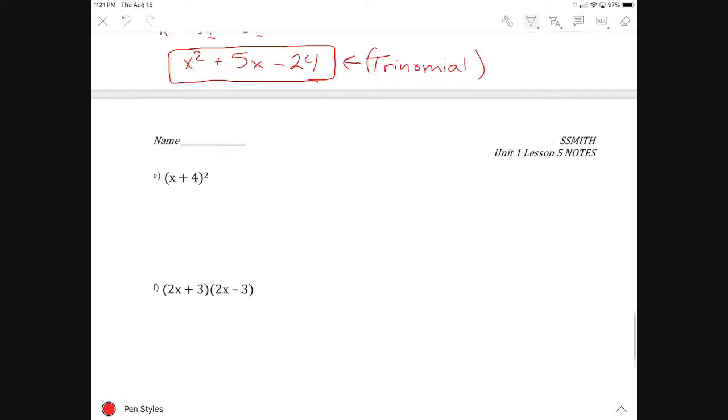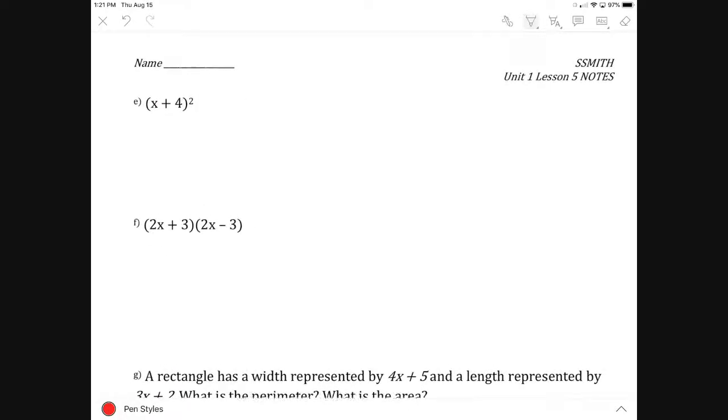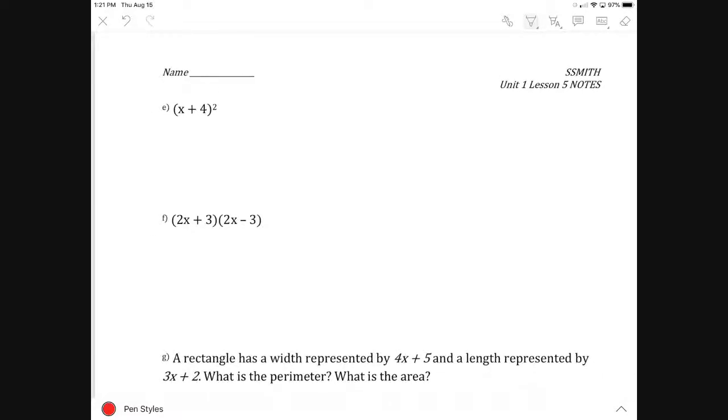Okay, so for our next example, we have x plus 4 squared. So that just means it's x plus 4 times x plus 4. So we're actually going to write it out just like that, and we're going to use the FOIL method again so that we can make sure we're doing this correctly.